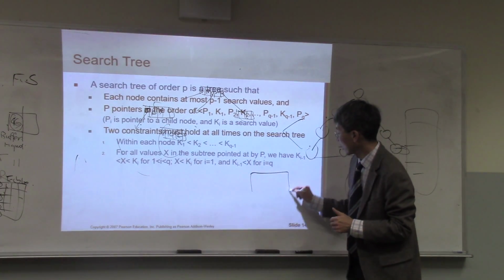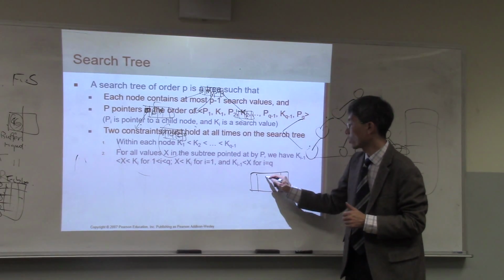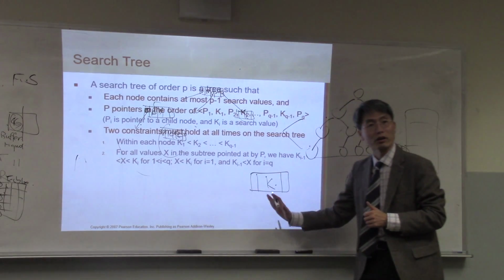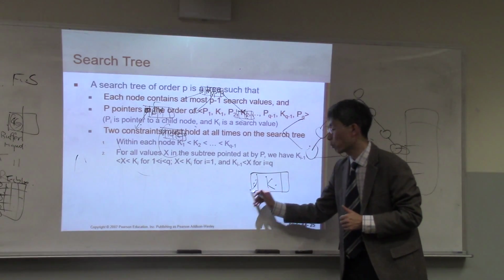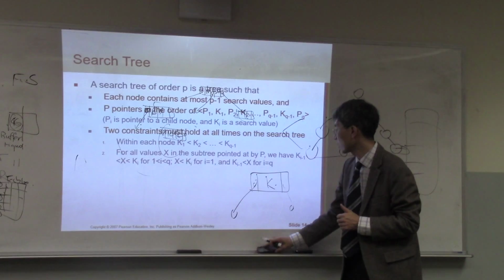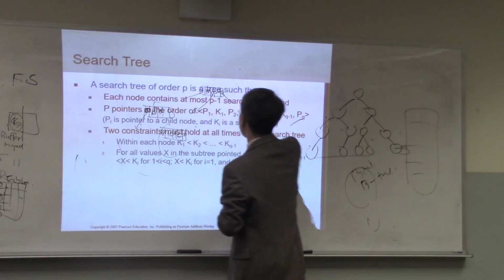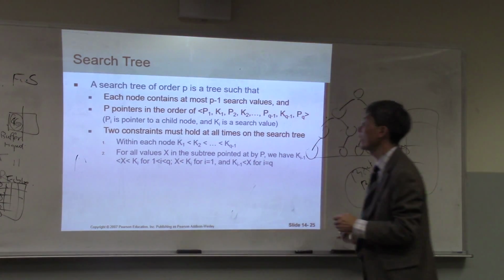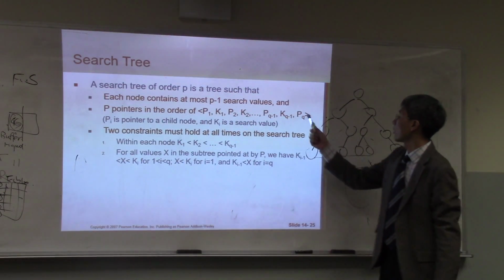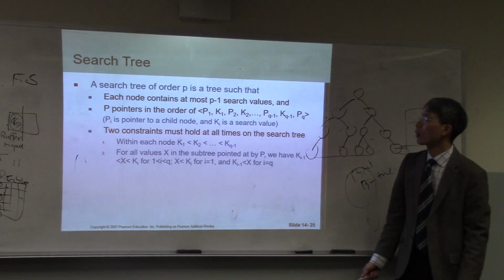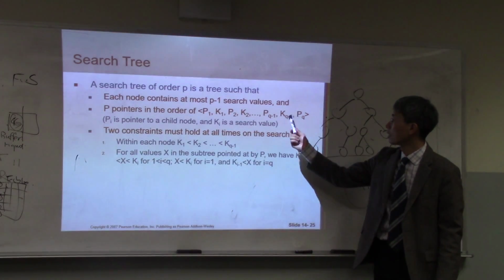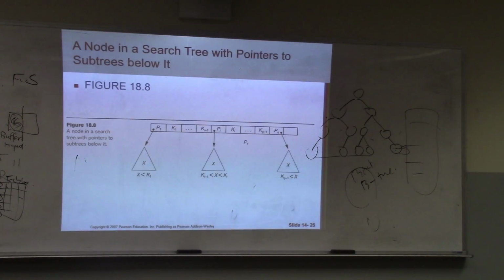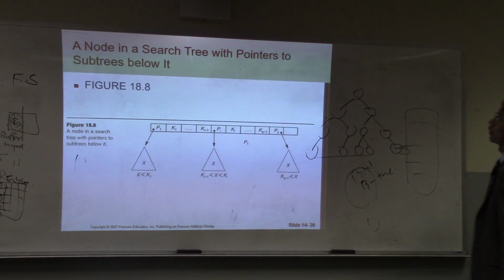What is binary? Only one key. Less than 10, higher than 10. And this is the pointer, pointer. This is a binary. A search tree is a generalization of such a binary search tree. At that time, the number of keys will be discussed later. So this is an example of the tree structure.